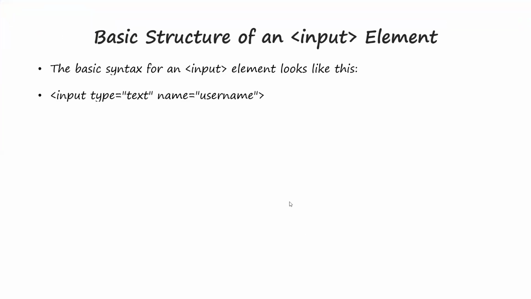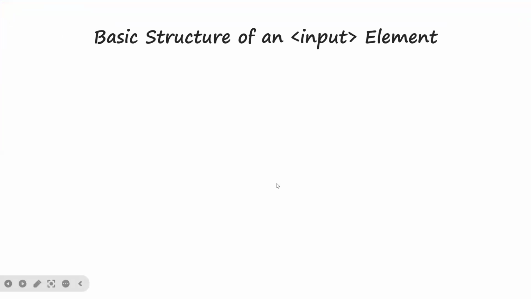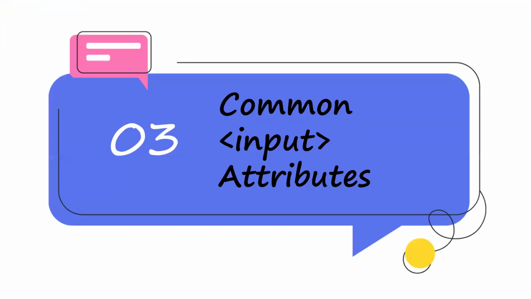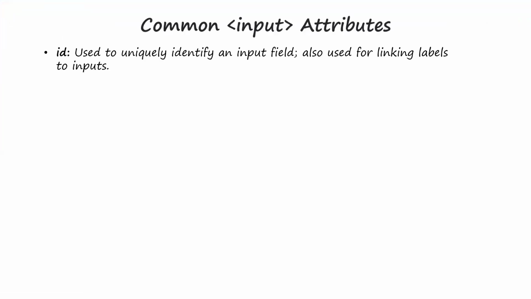So what we want to focus on is how we can use the input element to collect data and the different types of input element. If I go back to our slide, you can see that we have the type to be text, which is the default. Even if you don't use this type attribute, the default is also text. This is the name, a unique name for the input element. So now, what are the common input attributes? Let's take a look at them one by one.